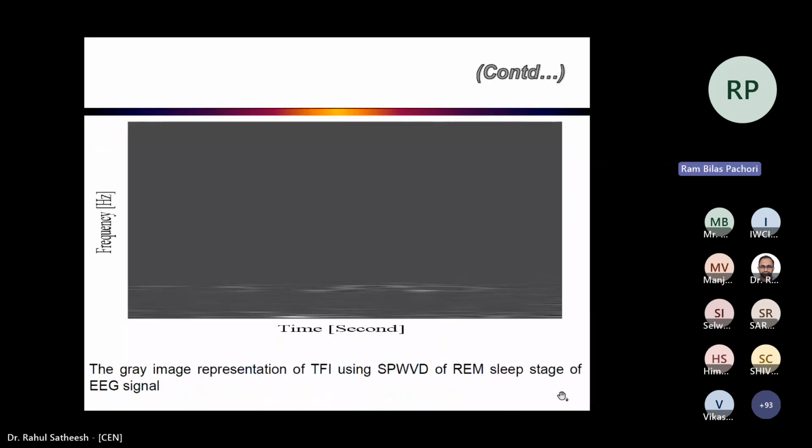This is the obtained grayscale representation of the time-frequency image, or gray time-frequency image, based on the smoothed pseudo Wigner-Ville distribution of the rapid eye movement sleep stage of the EEG signal. Next slide please.